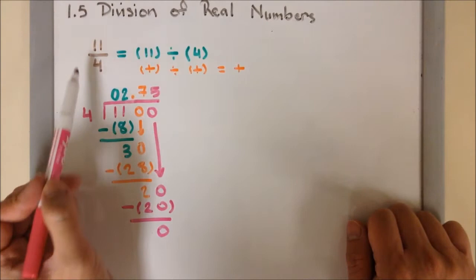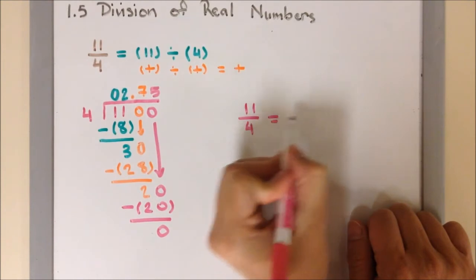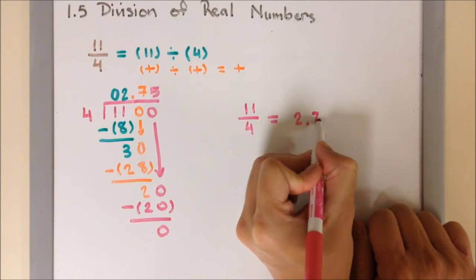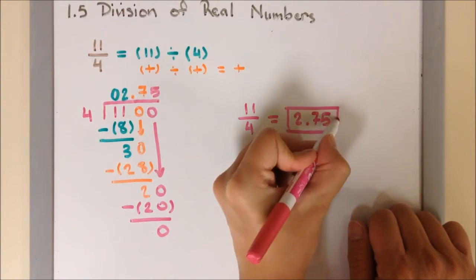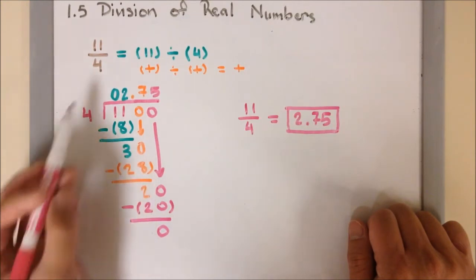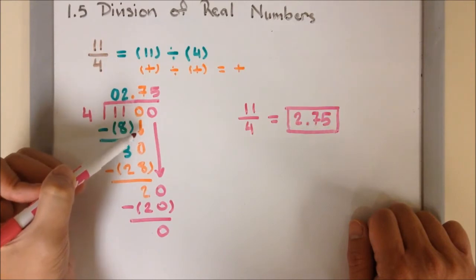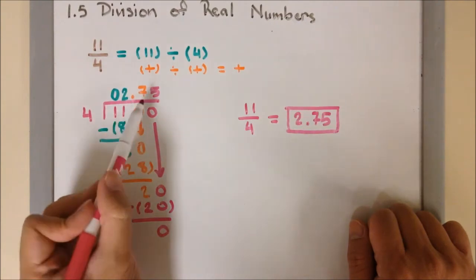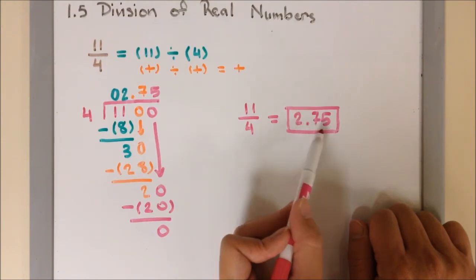So 11 over 4 equals a positive 2, don't forget your decimal, 0.75. Now to review, the reason we have a decimal is because when we divide the original number, which is 11, we had a remainder of 3, so I added a 0, and when I do that, I put a decimal in front of the 0 that I added. And I continue dividing until I have a remainder of 0. That's why I stopped after the 5. And our final answer is positive 2.75.